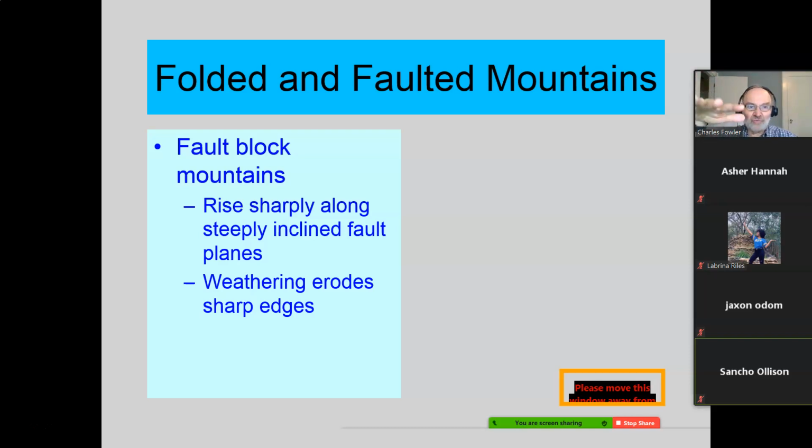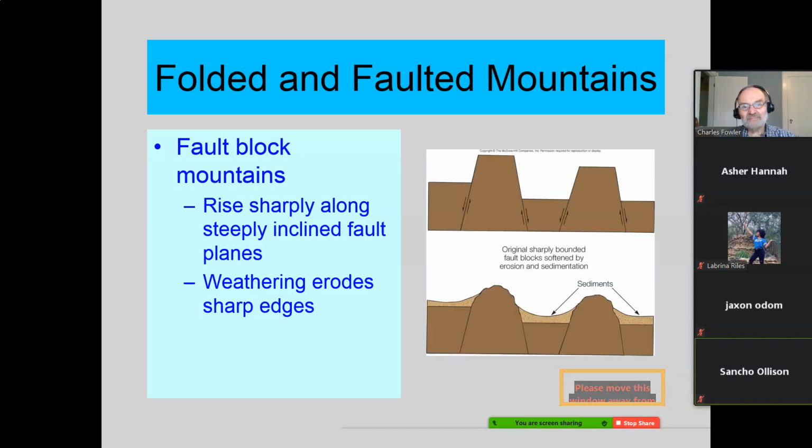They're actually getting shorter all the time, the fault block mountains. If the pressures are still there, they are probably rising all the time. Okay. This looks like that same picture we had of the graben and the horst. Don't sweat that. That's not really all that important.